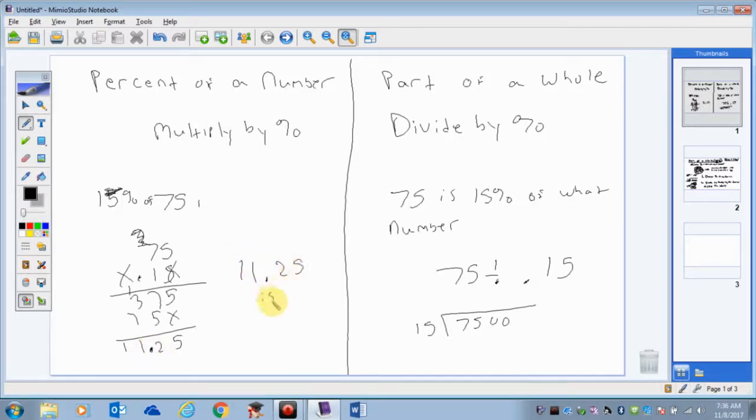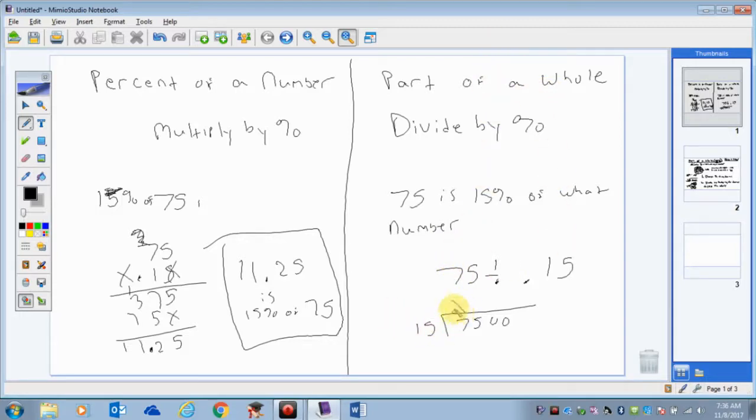11.25 is 15% of 75. So that's my answer, working percent of a number like we did yesterday. But what we're doing today is part of a whole, so I'm going to divide it.